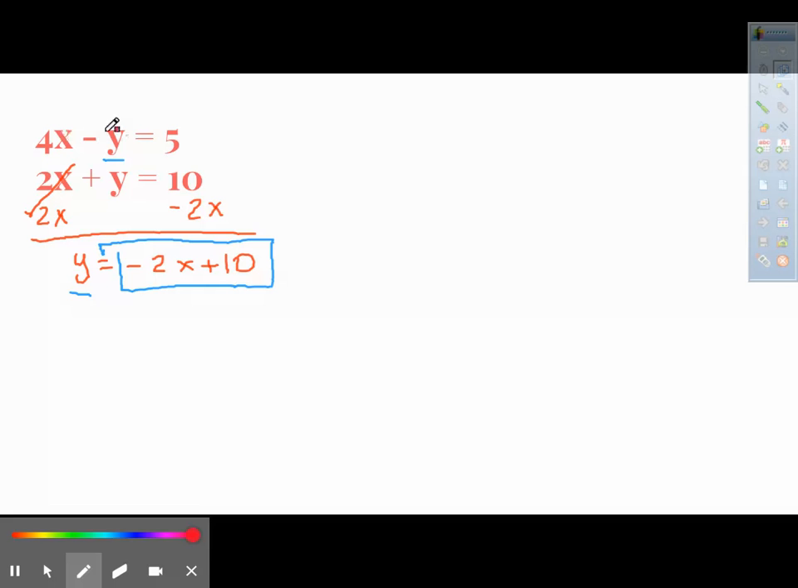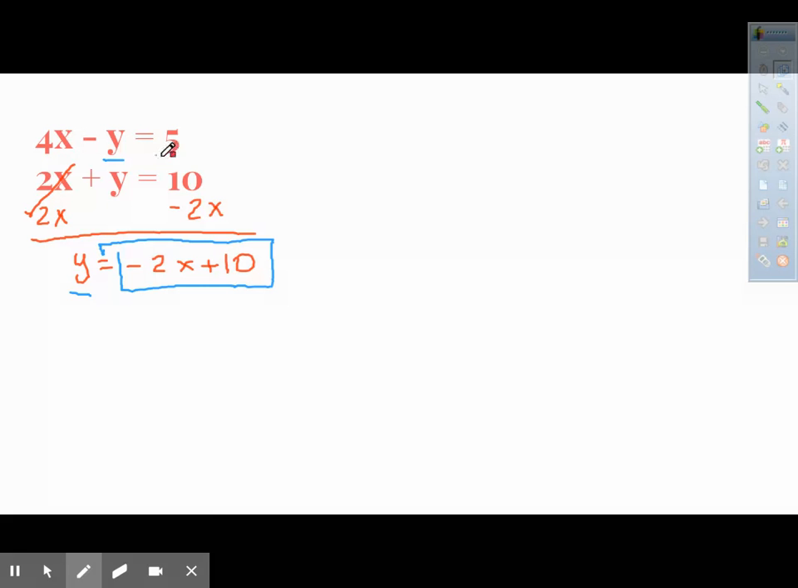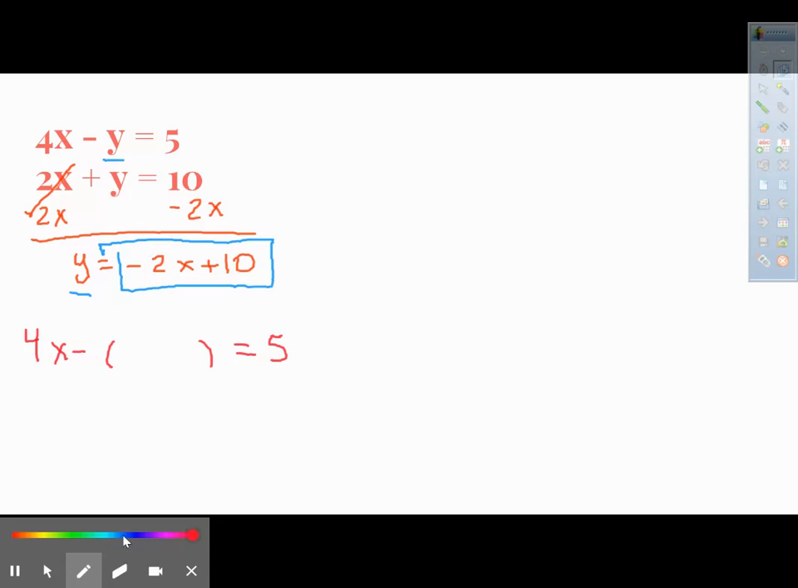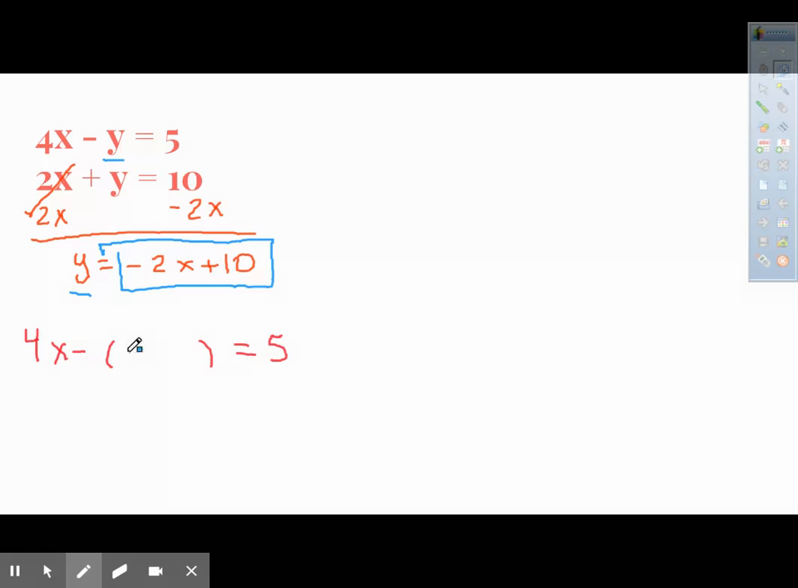So now I'm going to rewrite this equation at the top, but instead of y, I'm going to put parentheses. So I'm going to do 4x minus parentheses equals 5. Right here's where it's important that you make sure and do the other equation, not the one you solved for. If you do the one you solved for and plug it into that one, everything's going to cancel out. All right, so now that you have that written, now you can plug in what's inside the box, which is negative 2x plus 10.